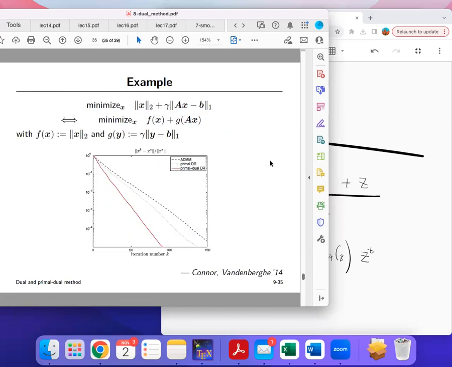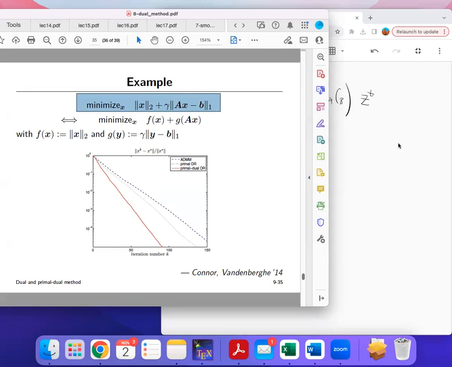And here's one example to illustrate this idea. The problem we're looking at is to minimize this objective function, where the first term is the L2 norm of X, and the second term is gamma times the L1 norm of AX minus B. Right. This is a very difficult problem. It's different from the L1 lasso problem that we were looking at.